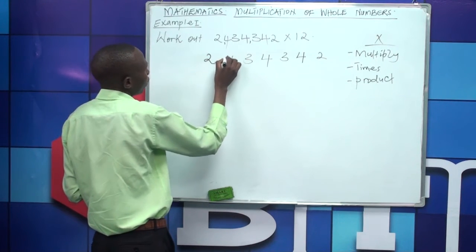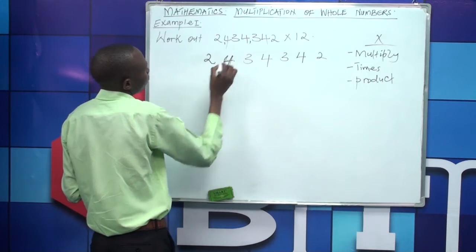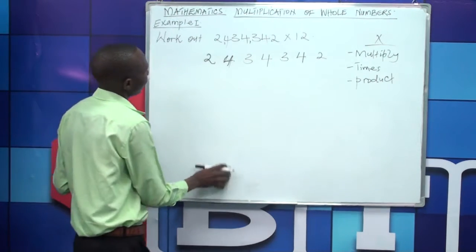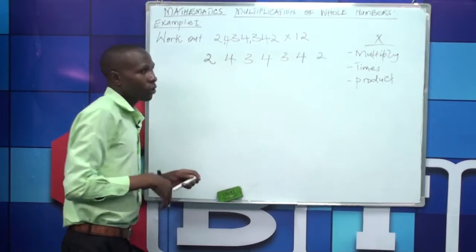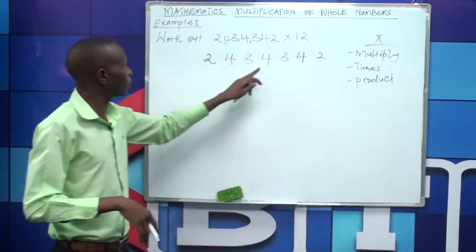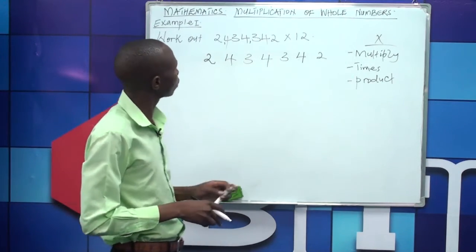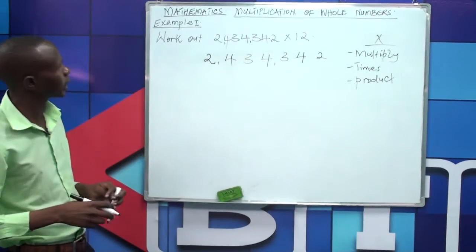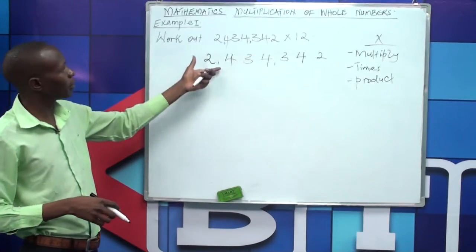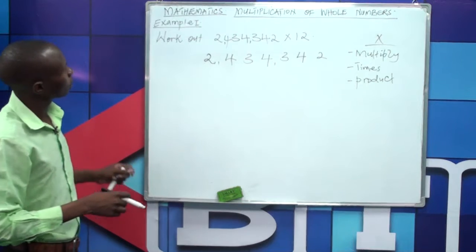It may not be seen well, but I have to endure a little bit. So we shall have 2, 4, 3, 4, 3, 4, 2. So we want to multiply, or find the product of, the number that has been given. So we shall look at this.